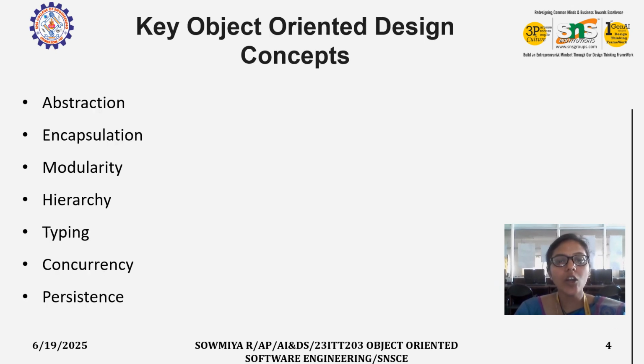Then, key object-oriented design concepts. There are seven key object-oriented design concepts. First one is abstraction, then encapsulation, modularity, hierarchy, typing, concurrency, and persistence. Each of these plays a specific role in ensuring that software is designed the right way from the start. Let's take a closer look at each of them with examples.